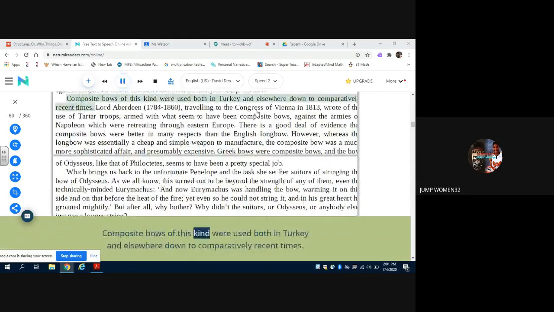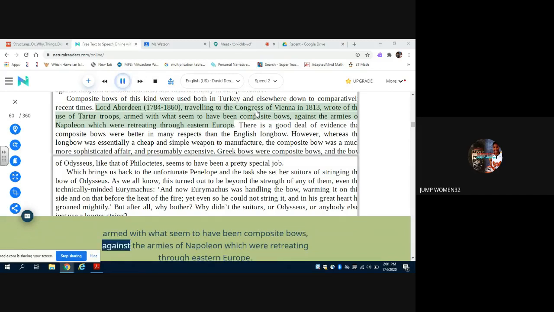Composite bows of this kind were used both in Turkey and elsewhere down to comparatively recent times. Lord Aberdeen, 1784 to 1860, traveling to the Congress of Vienna in 1813, wrote of the use of Tartar troops, armed with what seemed to have been composite bows, against the armies of Napoleon which were retreating through Eastern Europe. There is a good deal of evidence that composite bows were better in many respects than the English longbow.